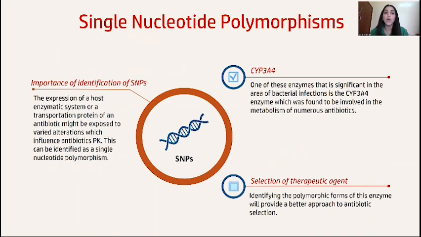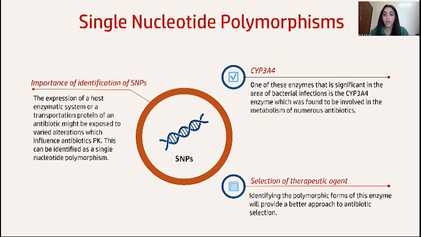And now, moving on, we will talk about the single nucleotide polymorphisms. Importance of identification of the single nucleotide polymorphisms. The expression of host enzymatic system or a transportation protein of an antibiotic might be exposed to varied alteration, which influences antibiotic pharmacokinetics. This can be identified as a single nucleotide polymorphism. In several genes coding drug transporters, like for example, uptake or efflux transporters and enzymes, single nucleotide polymorphisms have a vital role in such process.